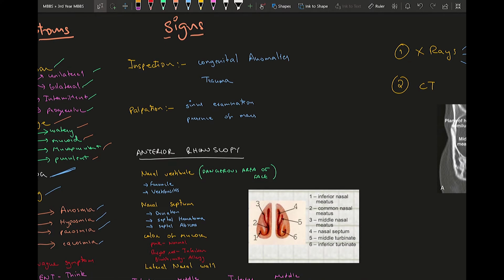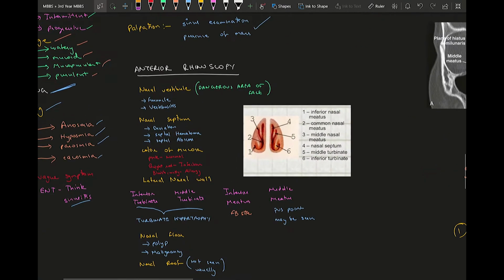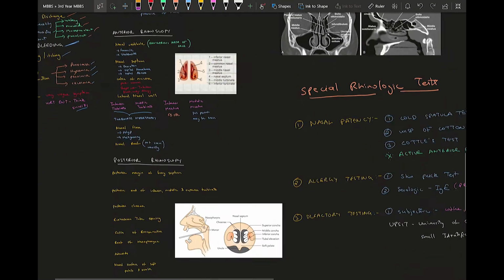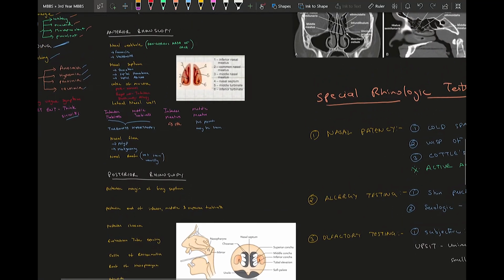So in palpation with respect to ENT, the first thing is sinus examination. When you press over the different areas of the sinus, there might be tenderness present. The three sinuses which you can check are your frontal sinus, your ethmoid sinus, and your maxillary sinus. Please note, you can't test for sphenoidal sinus tenderness. The next most important thing is your anterior rhinoscopy, posterior rhinoscopy, and diagnostic nasal endoscopy.